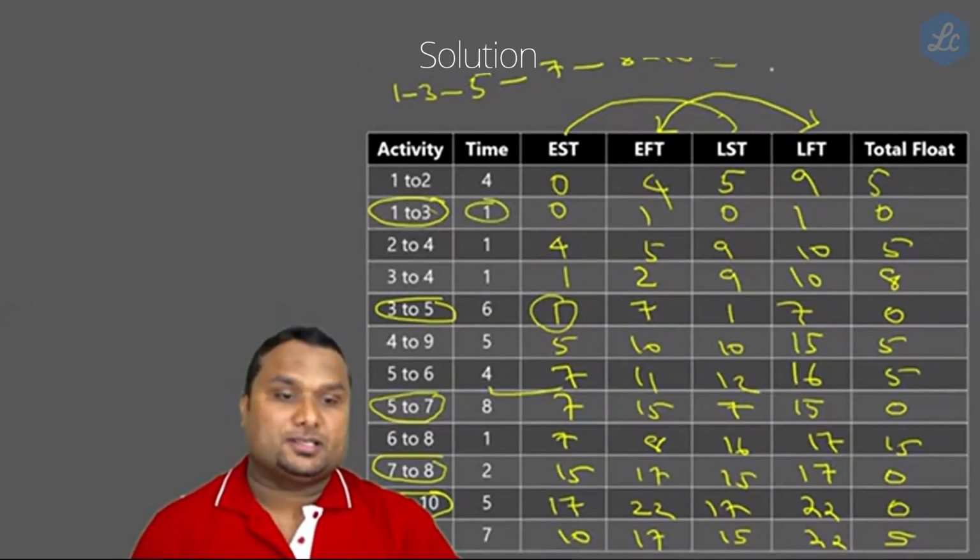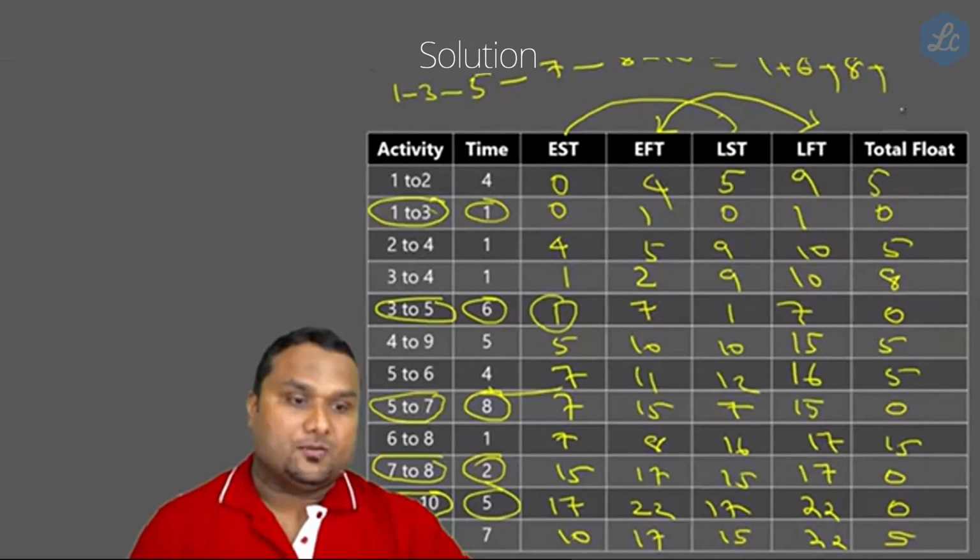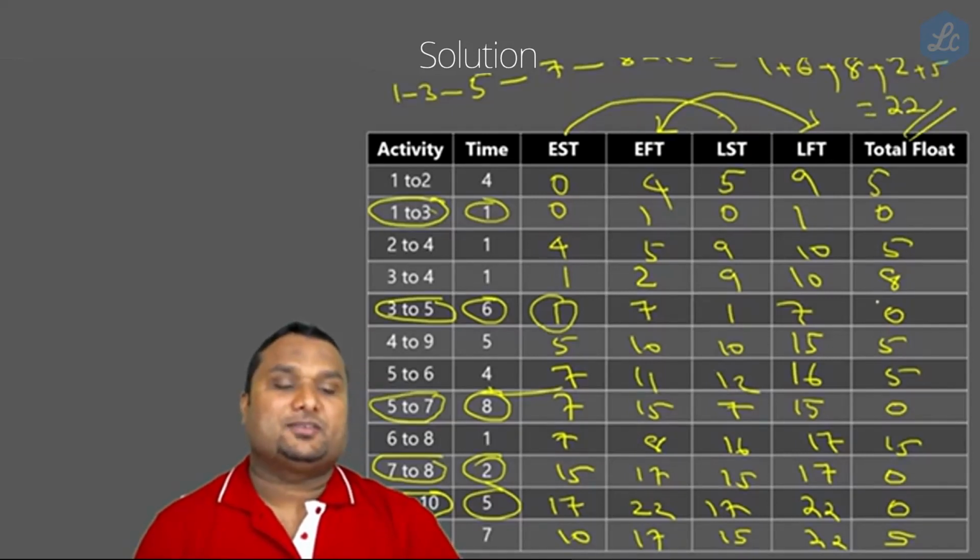You can have a look. The duration is 1 plus 6 plus 8 plus 2 plus 5, which is 15. 15 plus 6, 21. 21 plus 2, the answer is 22. This is our critical path.